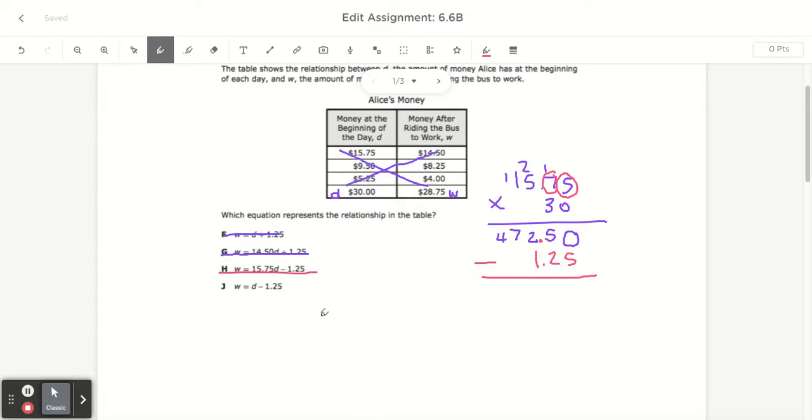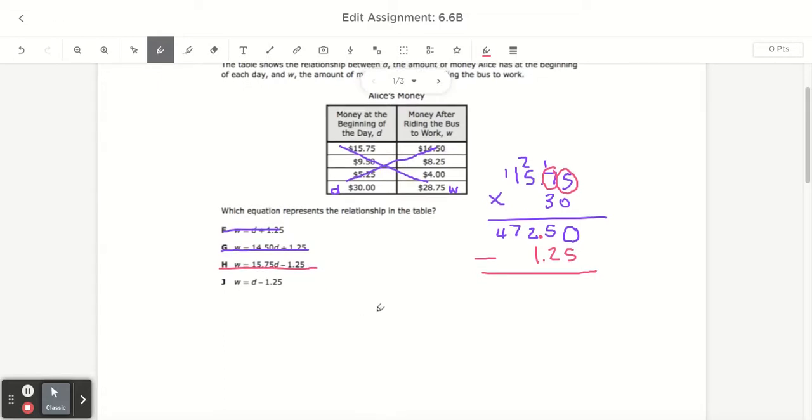So J is most likely our answer. Let's check it out to be sure. Okay, it says if you take D and subtract $1.25, you'll get W. Well, D is 30. Okay, I am putting my decimals here because I'm subtracting with a decimal, so I need to line them up, and this is going to be easy for me to do that. Okay, all right, I got to do a bunch of borrowing over here.